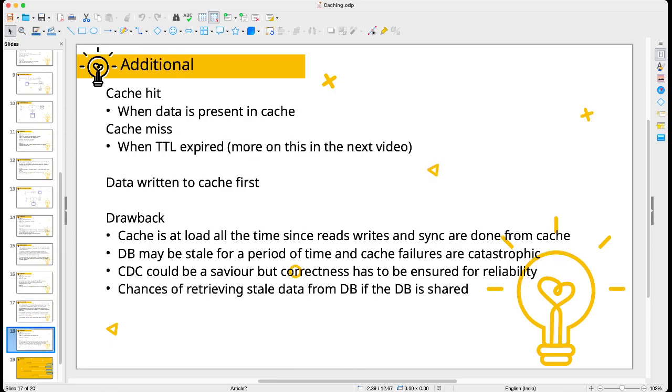So additionally, as we look into it, the cache will be hit when the data is present in the cache, and when the TTL has expired, it is not available. I don't want to repeat on this; we will look into the detail in the upcoming videos. The data is written to the cache first.